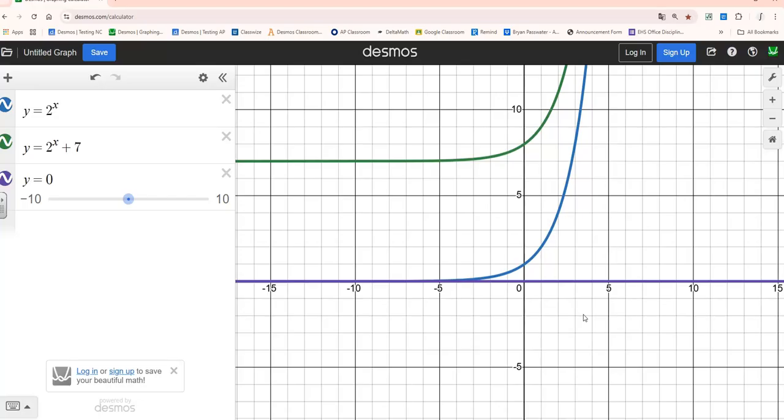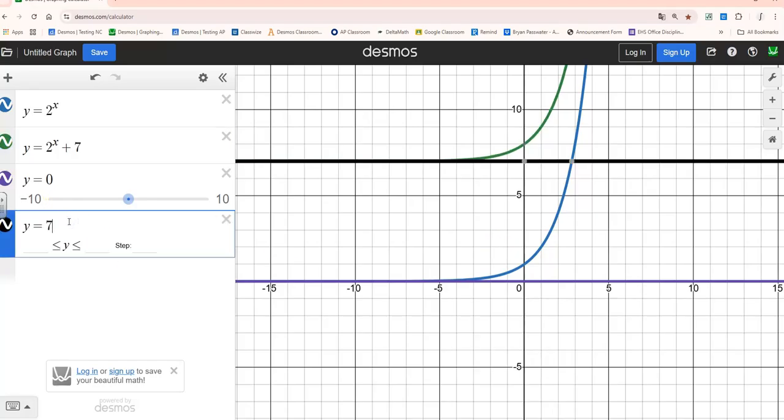So one of the best ways to look at how much this has moved is to look at what happens to the asymptote. On that green graph right there, Emma, what would the horizontal asymptote be for that one? Okay, let's type it in, see if it works. Y equals 7. Yep, I believe so. So that horizontal asymptote went from 0 to 7, so you can see that the graph moved up 7. So the asymptotes are really helpful to look at for these a lot of times.